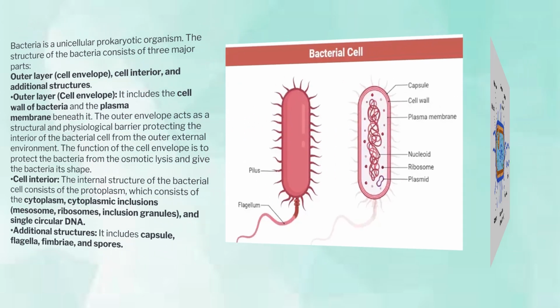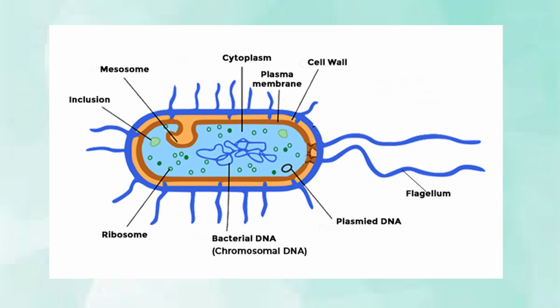This is a clear picture of the structure of a bacteria cell. You can see there is a cytoplasm, a plasma membrane, a cell wall, a flagellum, plasmid DNA, bacterial DNA, ribosomes, inclusion membranes, and mesosomes. So let us go individually.